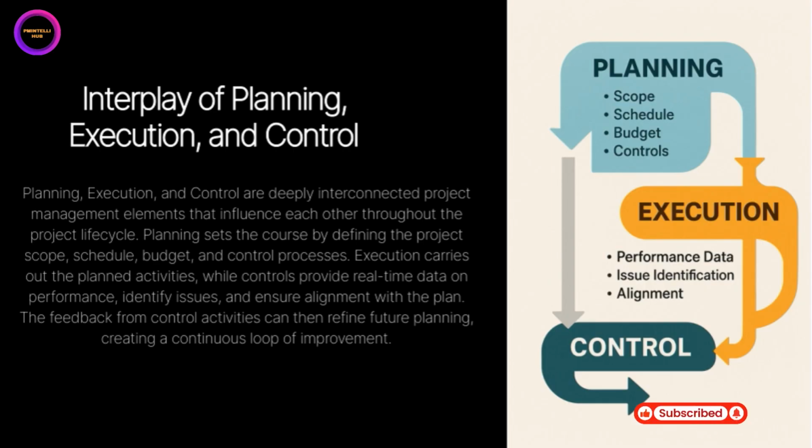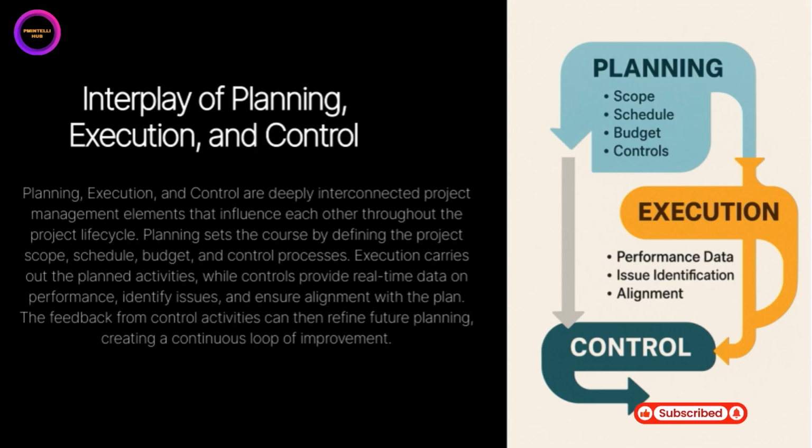But here's the key part: control comes into play during execution. It provides real-time data on how things are going, whether we're on schedule, within budget, or if issues are cropping up. And this is where the feedback loop becomes crucial.